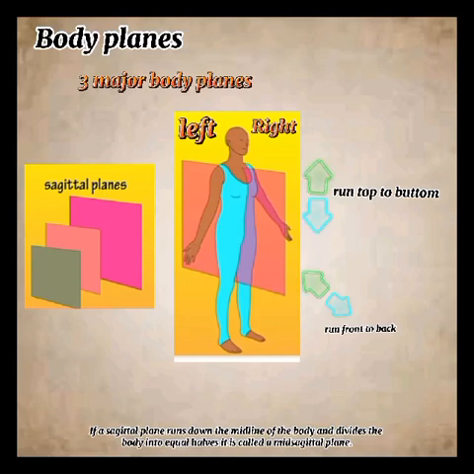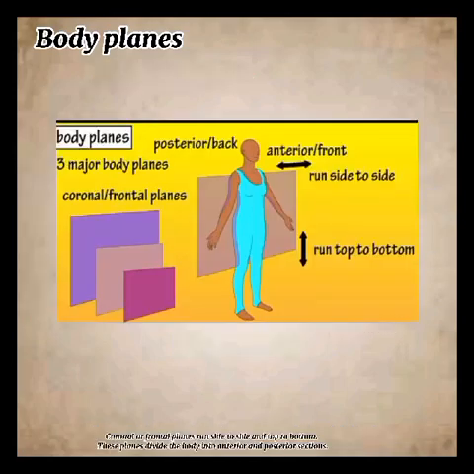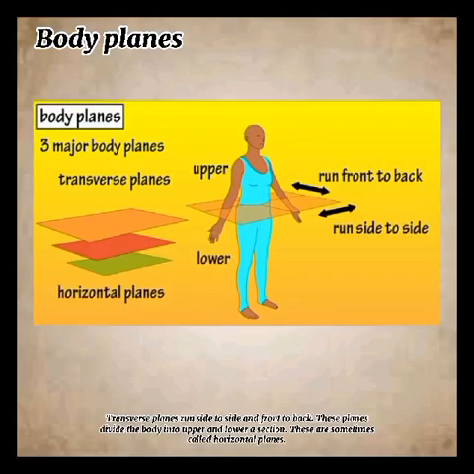If a sagittal plane runs down the midline of the body and divides the body into equal halves, it is called a mid-sagittal plane. Coronal or frontal planes run side to side and top to bottom. These planes divide the body into anterior and posterior sections. Transverse planes run side to side and front to back. These planes divide the body into upper and lower sections. These are sometimes called horizontal planes.